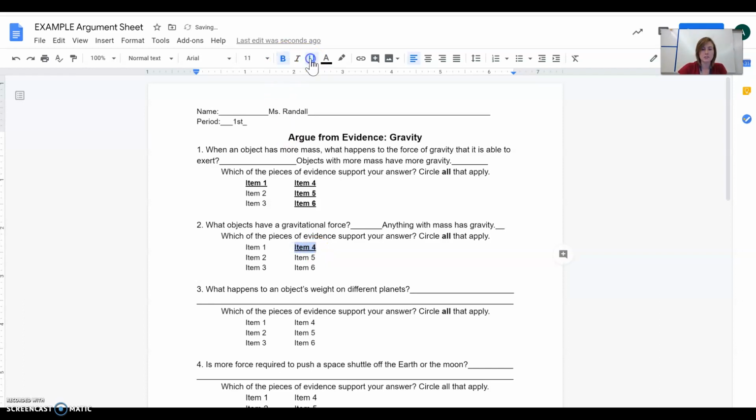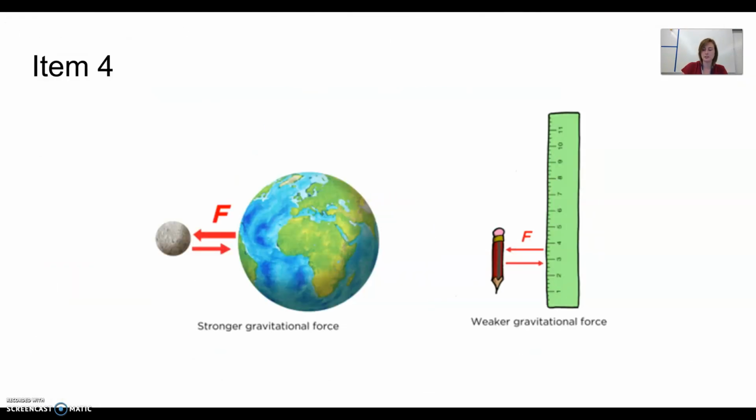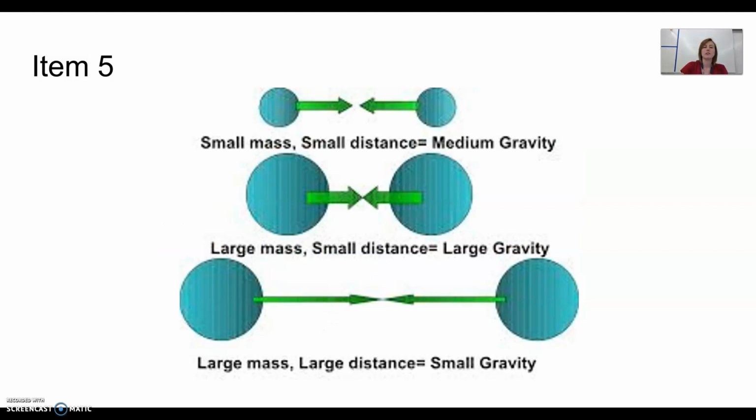But I also need to look, I guess I will go through the other items with you. It shouldn't take us too long. Let's look at item 5 and 6 and see if they support it. So item 5 is showing us things of small mass that have gravity, things of large mass that have gravity. It's really showing us mass and distance, but you could highlight item 5 because it's showing things of different masses all have gravity. So I think that supports it too, just not as clearly as item 4.